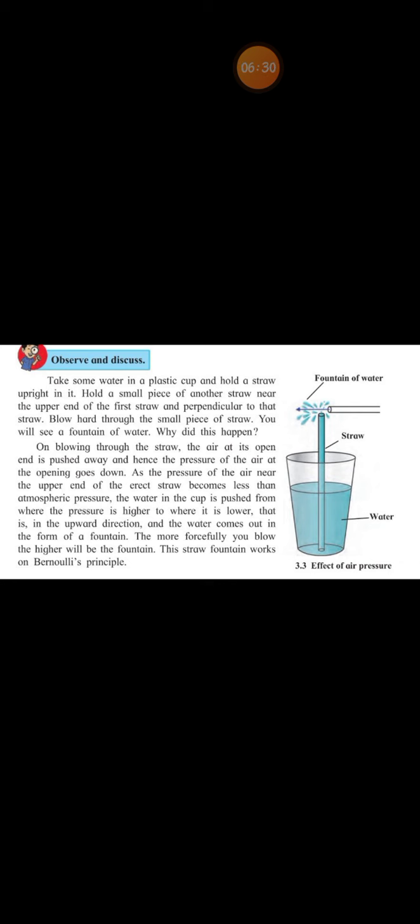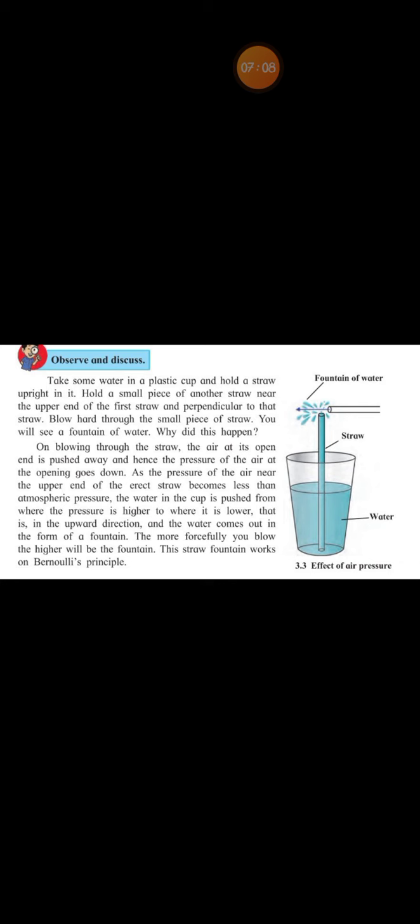Here is another activity to see the effect of air pressure. What you have to do is take some water in a plastic cup and hold a straw upright in it. You can see the figure, right? Hold a small piece of another straw near the upper end of the first straw and perpendicular to the straw. Now you have to blow hard through the small piece of straw. What will you see? You will see a fountain of water. And why did this happen, children?